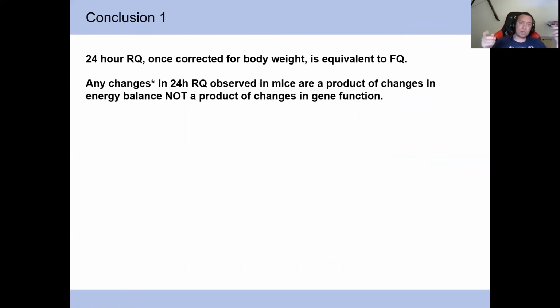So we can conclude from this that the 24-hour respiratory quotient, once corrected for body weight, is equivalent to food quotient. And therefore, any changes in 24-hour respiratory quotient observed in mice are a product of changes in energy balance, not a product of changes in gene function.